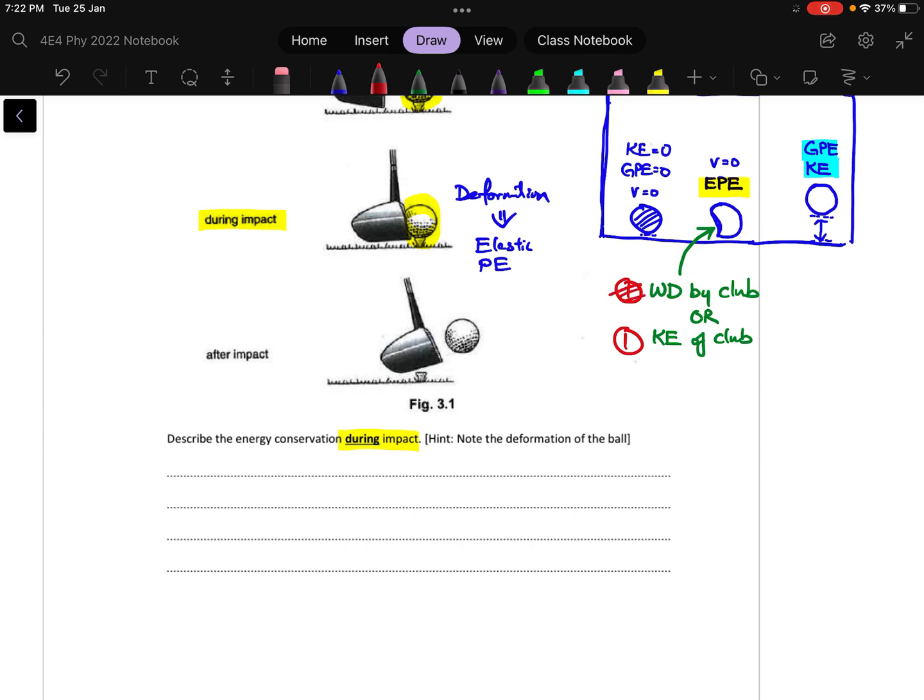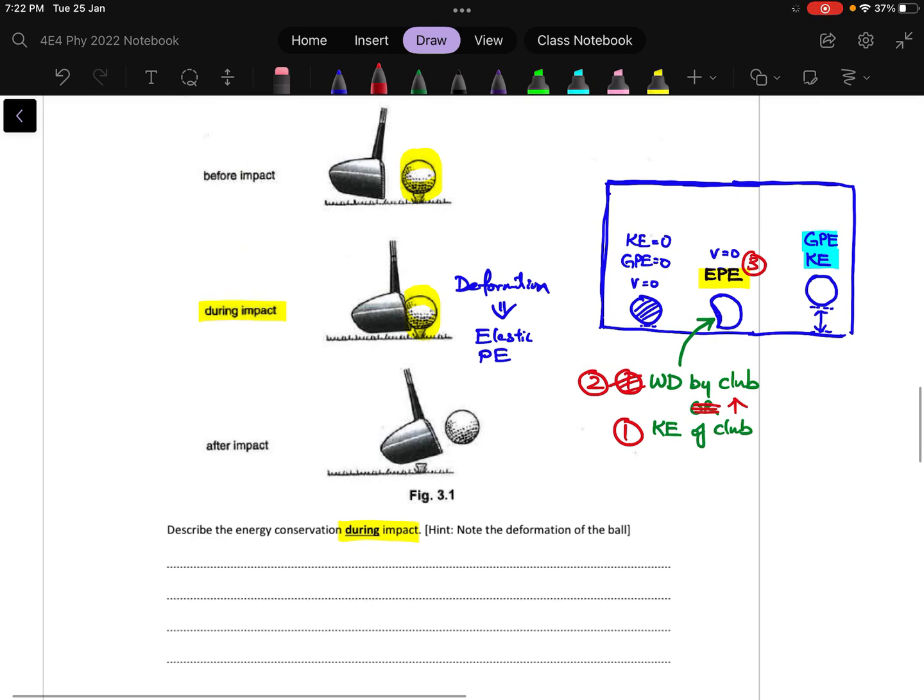The KE of the club, when it impacts the ball, will transfer energy to the ball as work done by the club on the ball, and then the ball will turn this energy into EPE, and that's about it, right? Because the question only asks you to talk about this part, during impact.